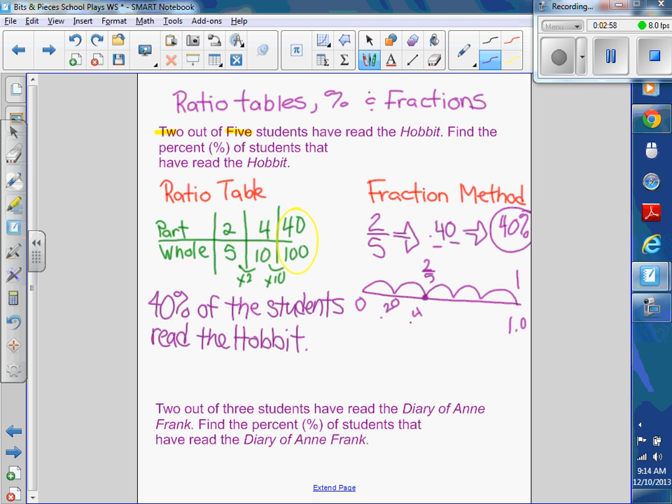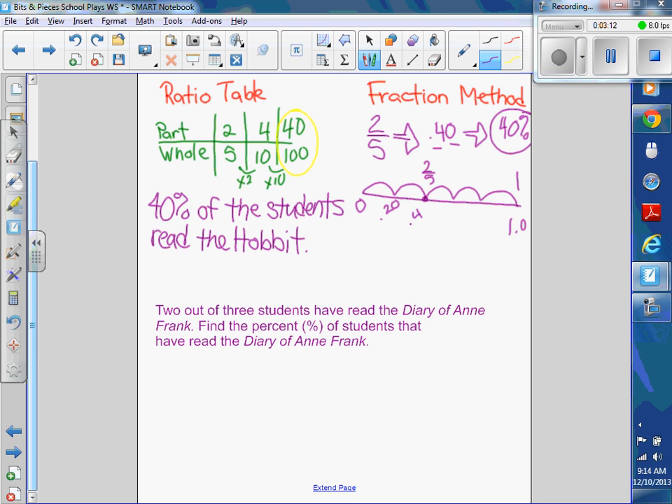That's a really handy method when the numbers are kind of messy, like 1/3 and 2/3. Like when you can't, in a ratio table, get to something really quick. Exactly. Well, let's look at the next one and see why this method might be more helpful.